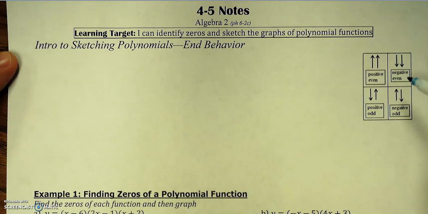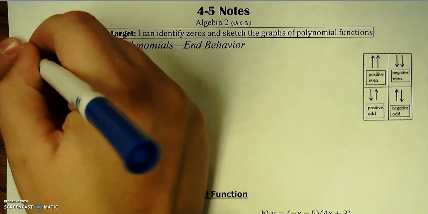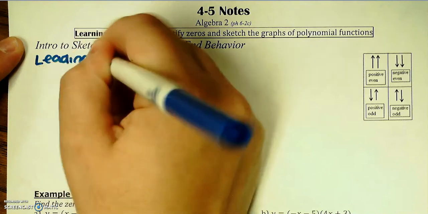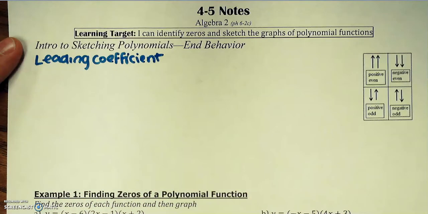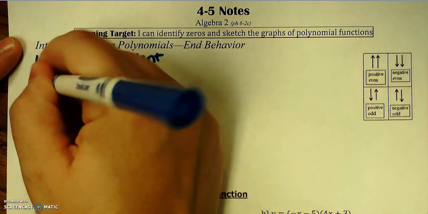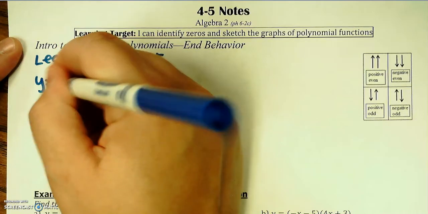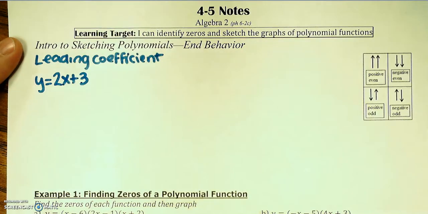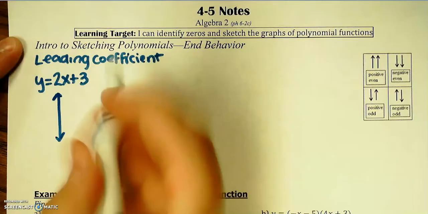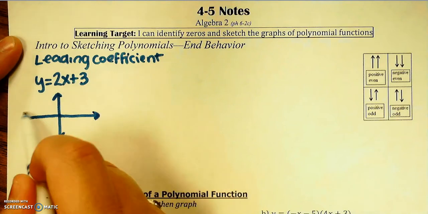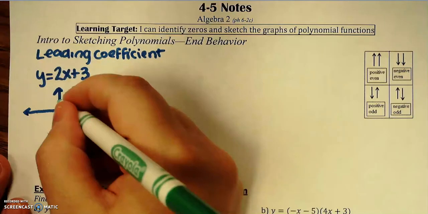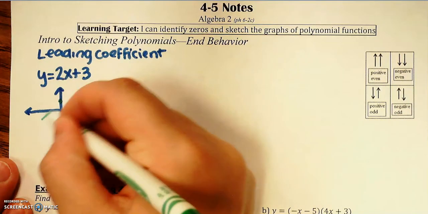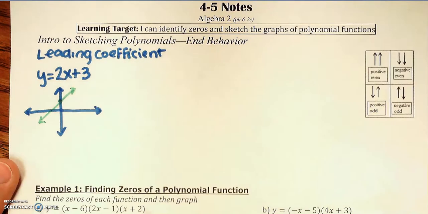Okay, so this is based on the leading coefficient of your polynomial, and I'm going to talk about what I mean by that. I'm just going to start with the most basic case. Let's say we had the line y equals 2x plus 3. I'm going to make a little tiny xy axis and sketch a graph of that line. We'd start at 3, go up 2 over 1, so a little sketch would look something like this.